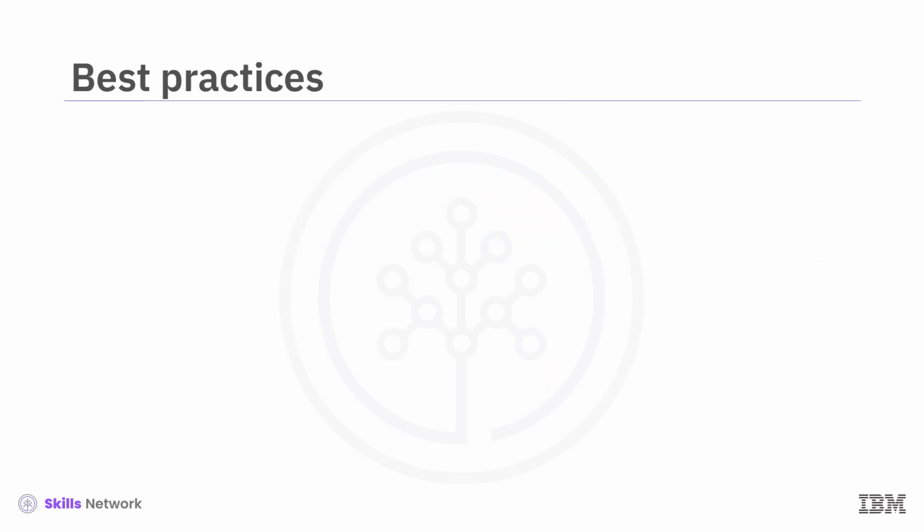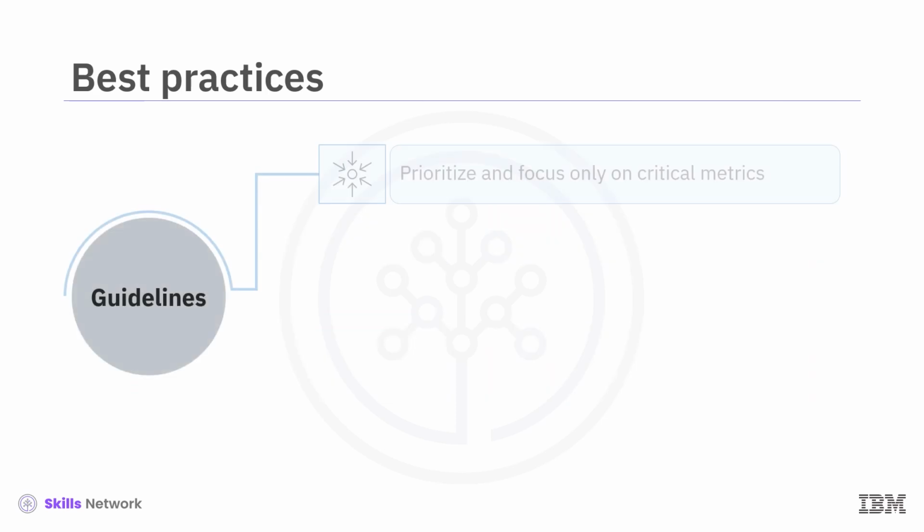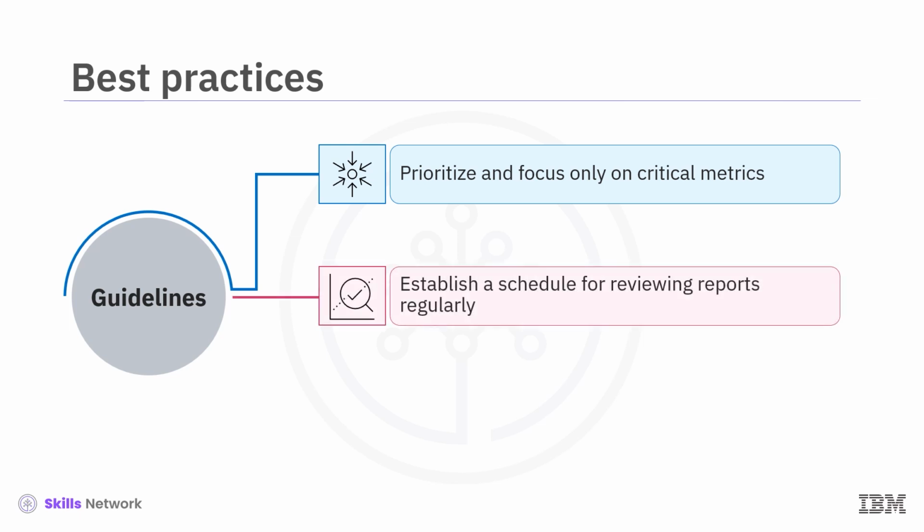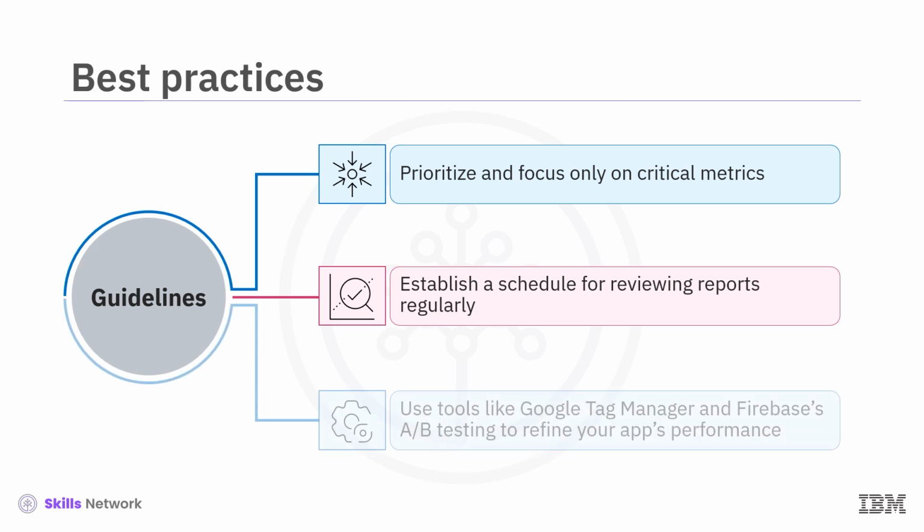Next, let's look at some Google Analytics best practices. First, prioritize and focus only on critical metrics that matter to you, such as user engagement, retention, and conversion rates, so you don't waste time on metrics that aren't relevant to your app. Second, establish a schedule for reviewing Google Analytics reports regularly. This will help you stay on top of frequently changing behavior trends. Finally, use advanced tools such as Google Tag Manager for refined event tracking and Firebase's A/B testing features to refine your app's user experience.